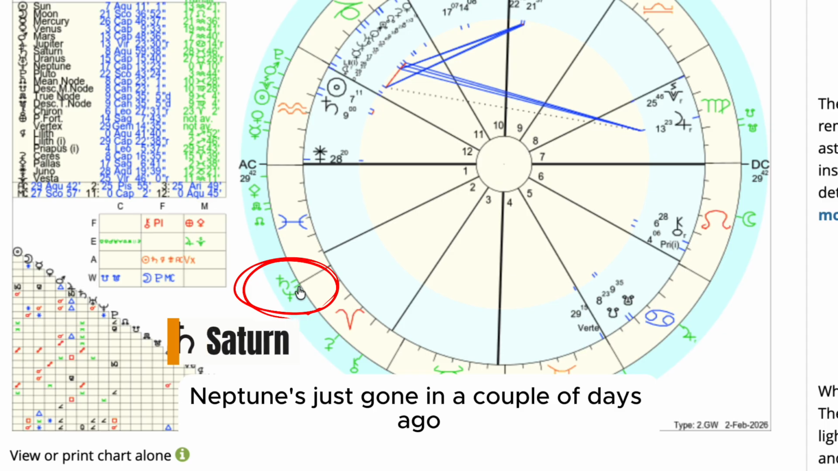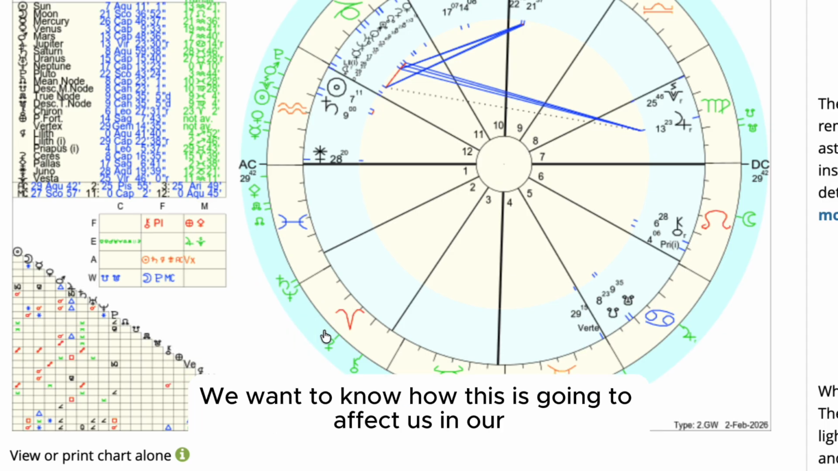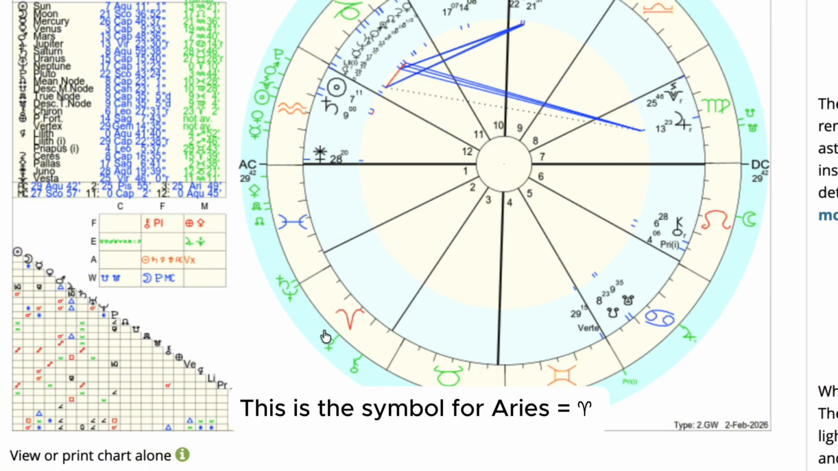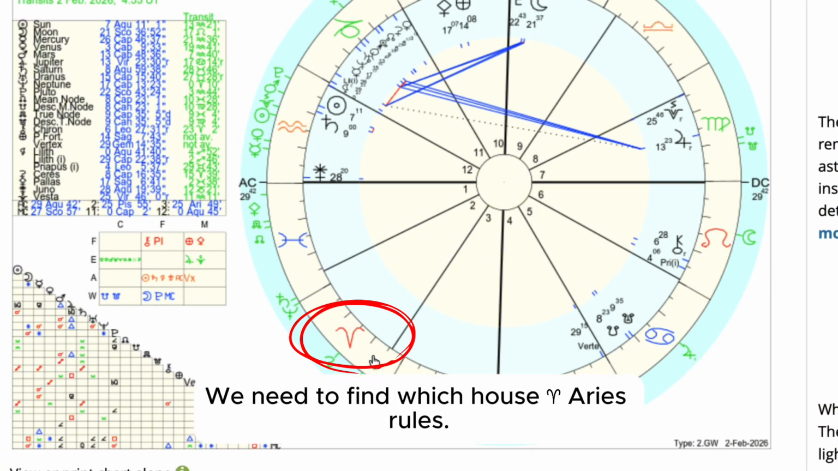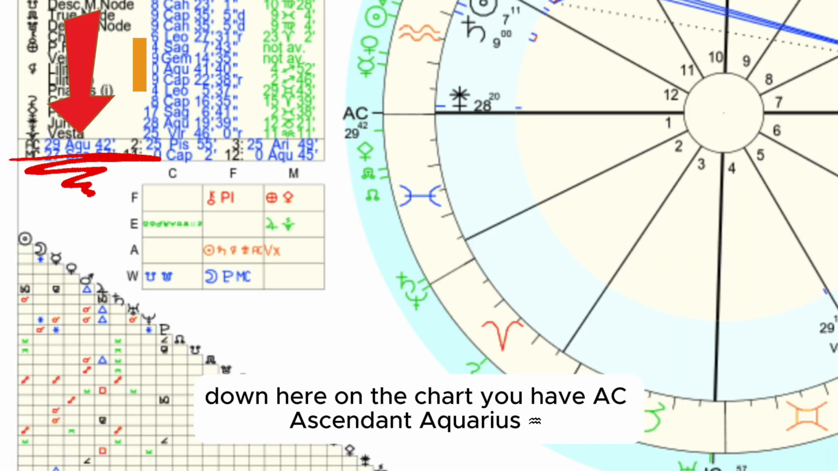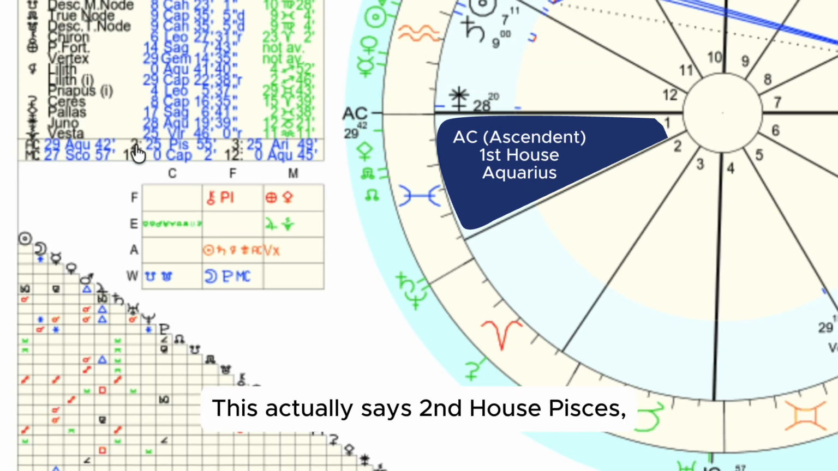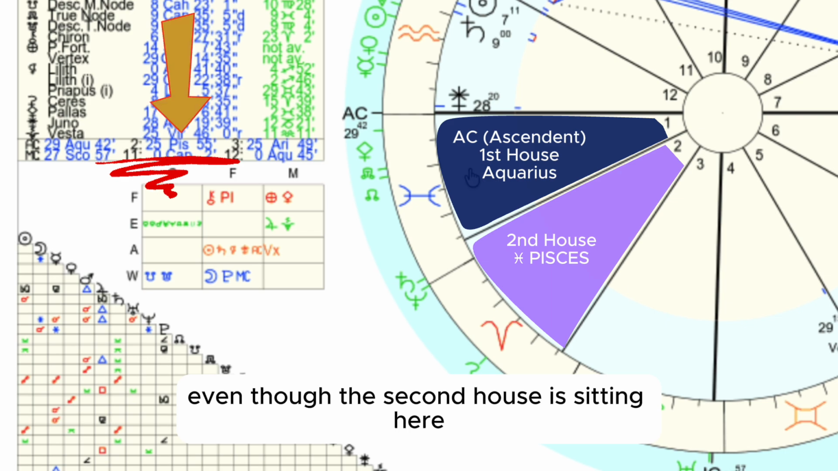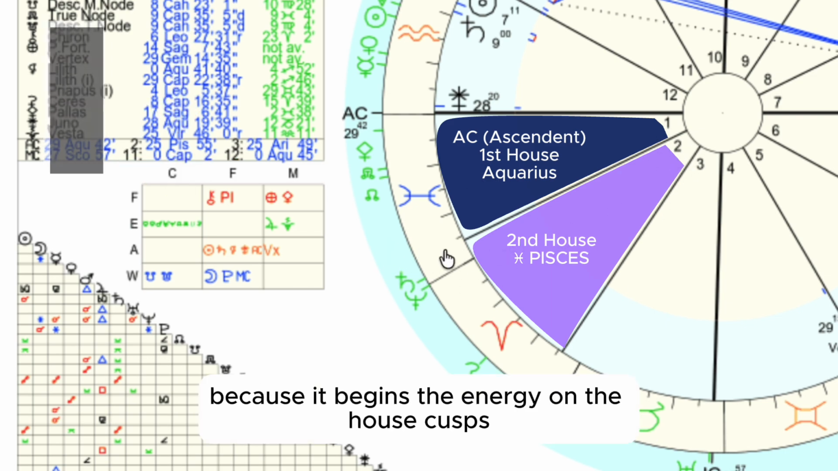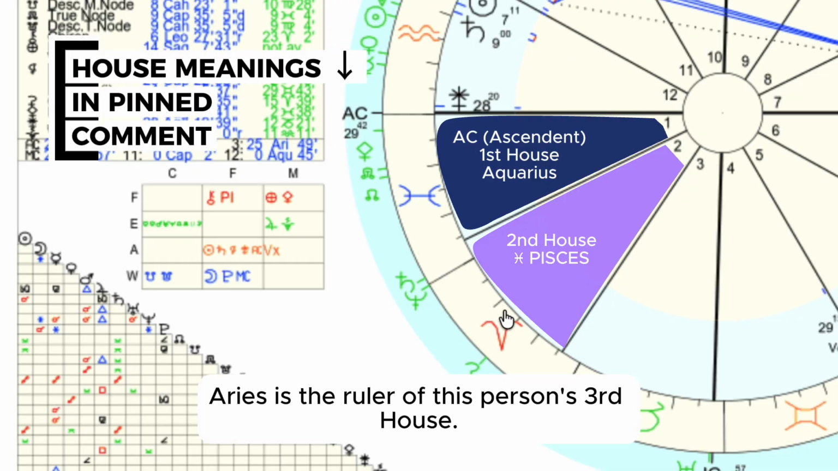Neptune's just gone in a couple of days ago, and we only have 2 more degrees of Saturn before it goes into Aries. We want to know how this is going to affect us in our life. This is the symbol for Aries. We need to find which house Aries rules. To do a little shortcut, down here on the chart, you have ascendant Aquarius. Okay, so we know the Aquarius is on the ascendant. This actually says second house Pisces. Even though the second house is sitting here, Pisces is the ruler because it begins the energy on the house cusp, which is this. So that means Aries is the ruler of this person's 3rd house.